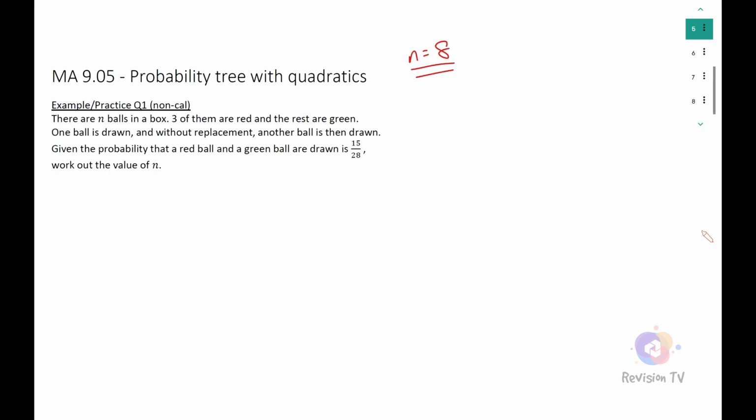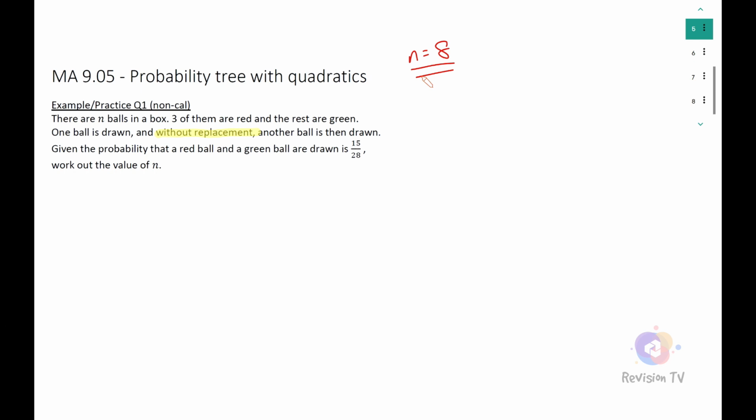The final answer is 8. If you got it right, well done. Move on. But if you don't, I'll go for it. Okay, so first of all, one thing to note is without replacement. I've mentioned this. Without replacement means the second time or the third time when you pick, the total will be going down by 1.